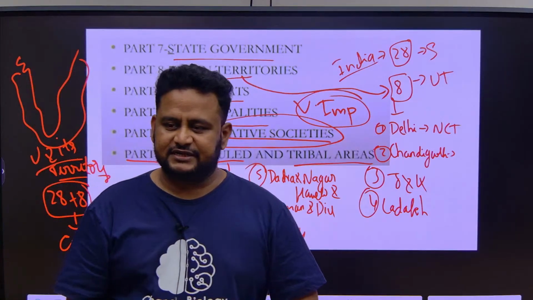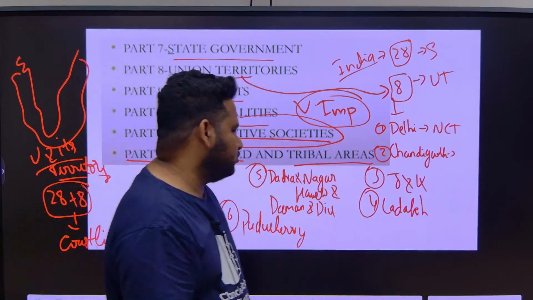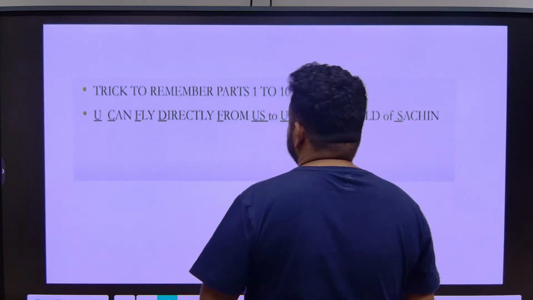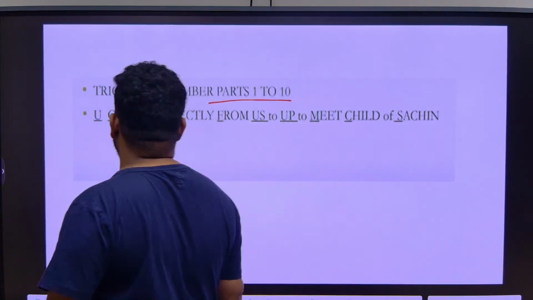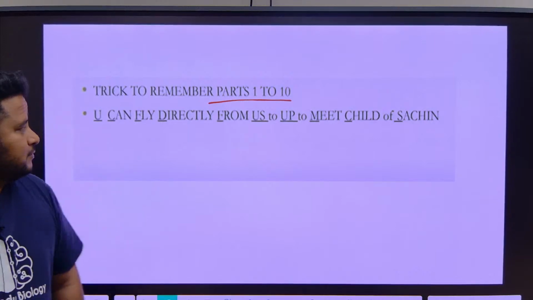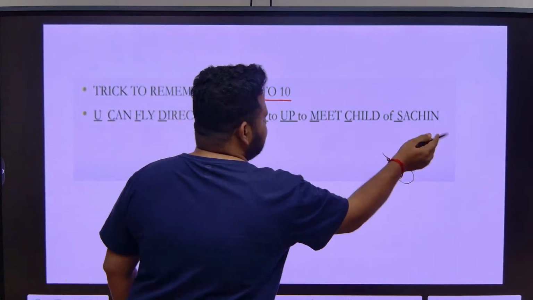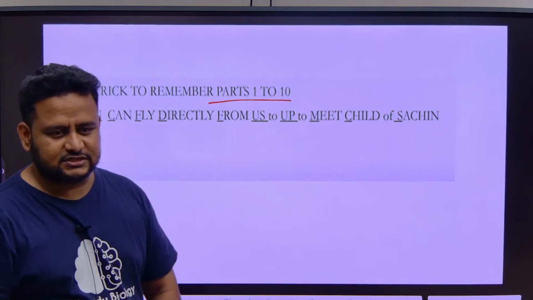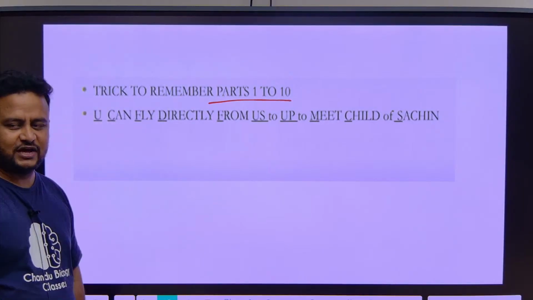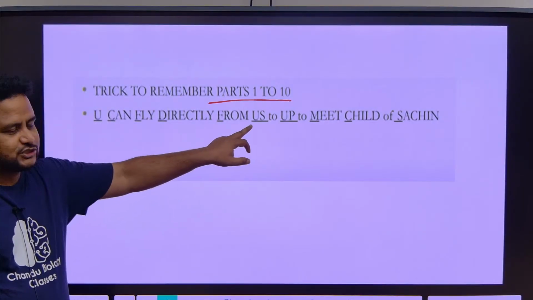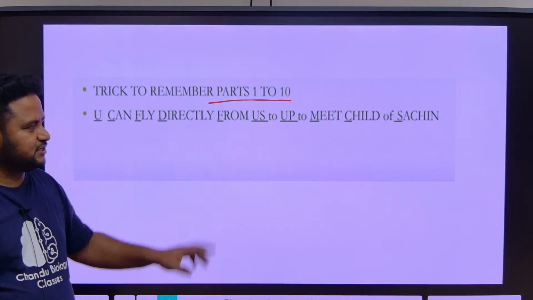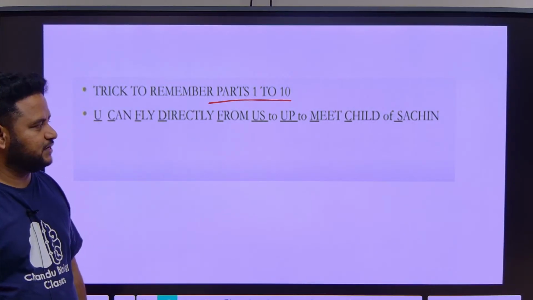Now how to remember part 1 to 10? What is the mnemonic to remember part 1 to 10? The trick to remember parts 1 to 10: you can fly directly from US to UP to meet the child of Sachin. Okay, this is the mnemonic I am telling. You can fly directly from US to UP. UP means Uttar Pradesh, US means United States, to meet the child of Sachin.